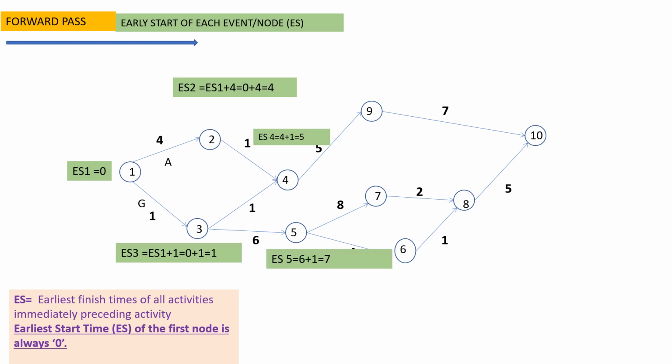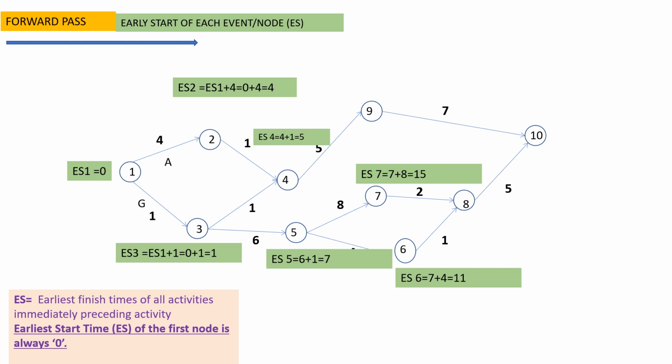The next event is event 5. Early start at event 5 equals early start of event 3 plus duration of the event, 6. So we have 1 plus 6 equals 7. Early start of event 6 equals early start of event 5 plus duration of the event. So we have 7 plus 4 equals 11. Early start of event 7 equals early start of event 5 plus 8. So 7 plus 8, 15.